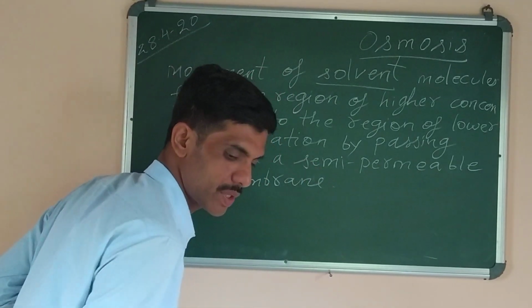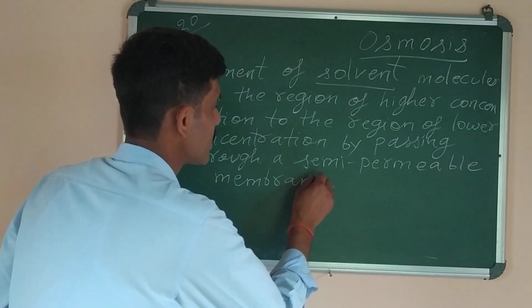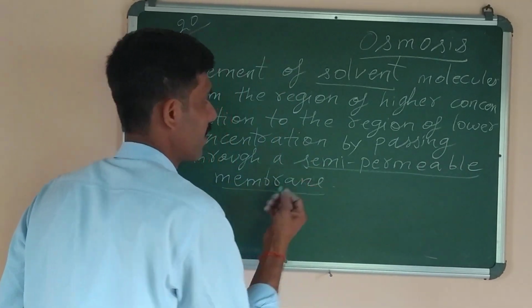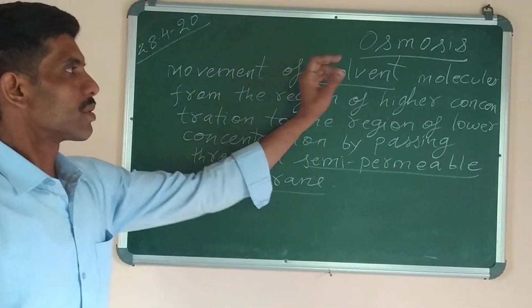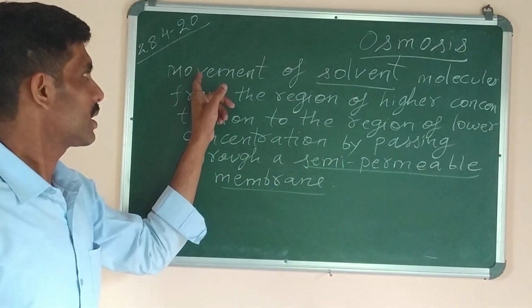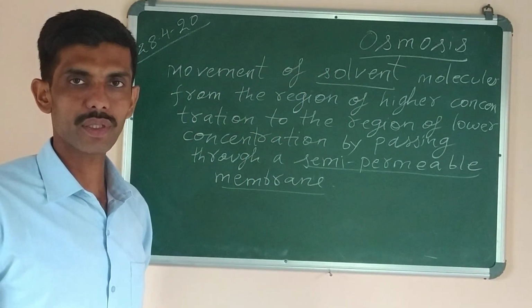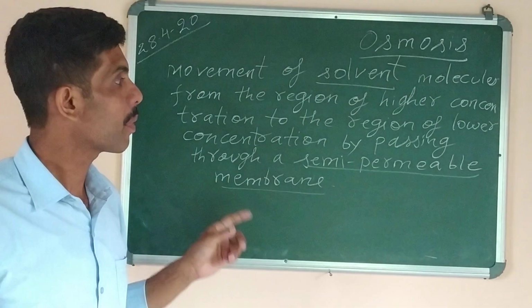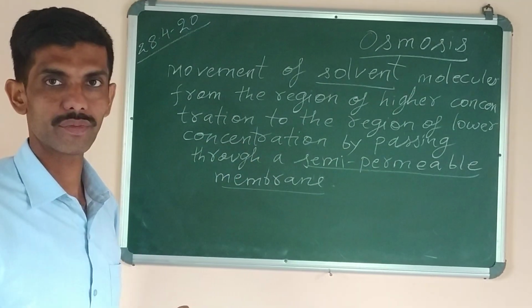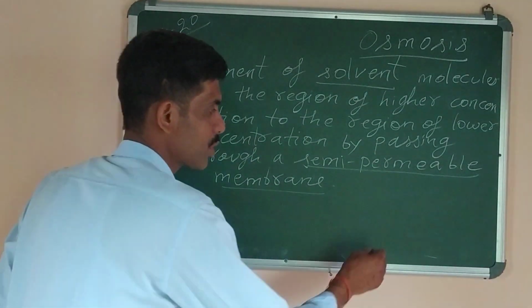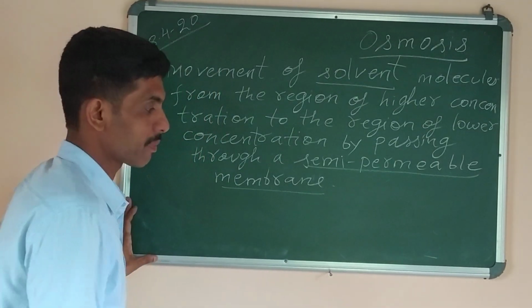Okay, now the words which need to be highlighted: semi-permeable membrane. Okay. So what is osmosis? It is the movement of solvent molecules from where to where? From higher to lower concentration. Now I will draw a diagram to show the process of osmosis.